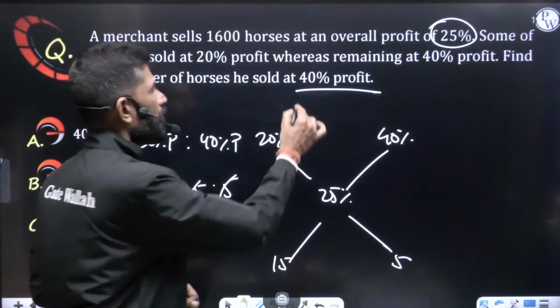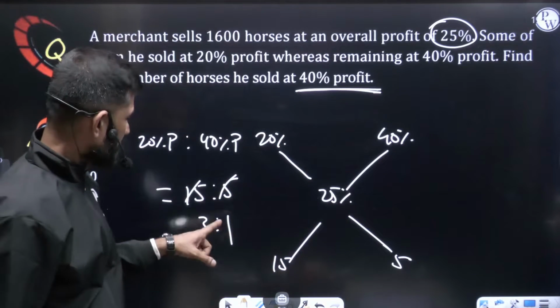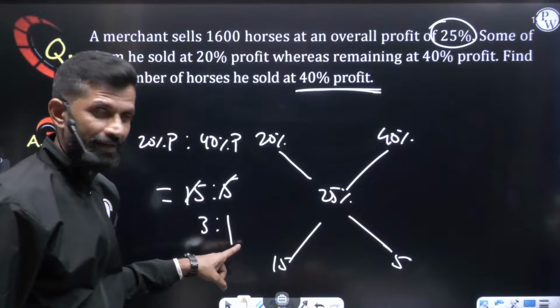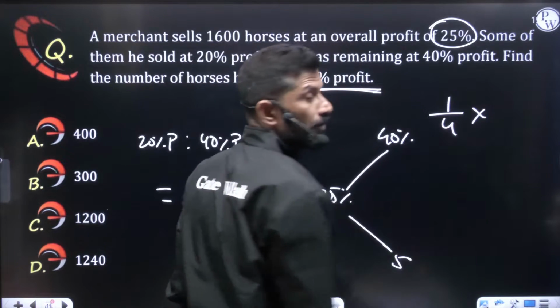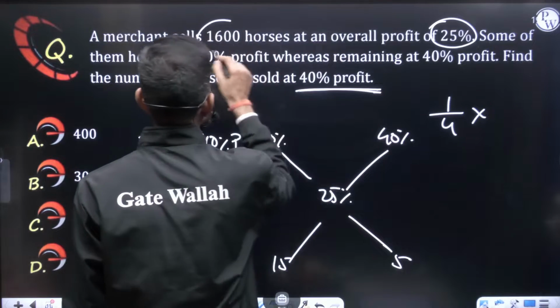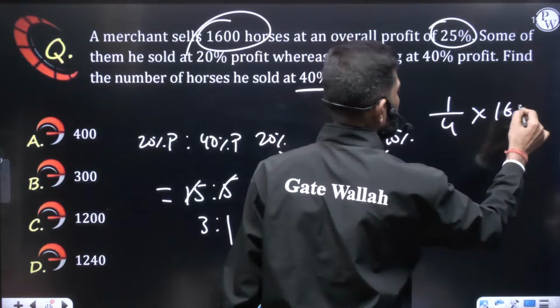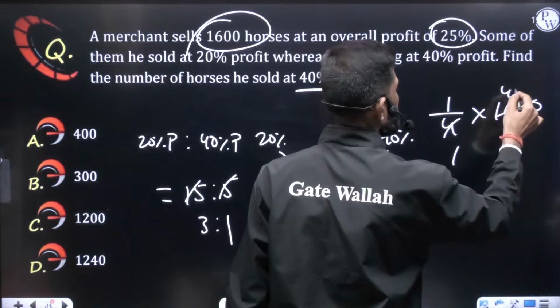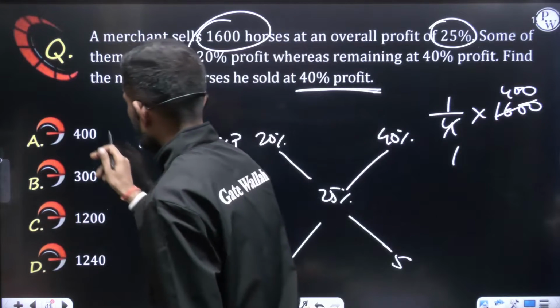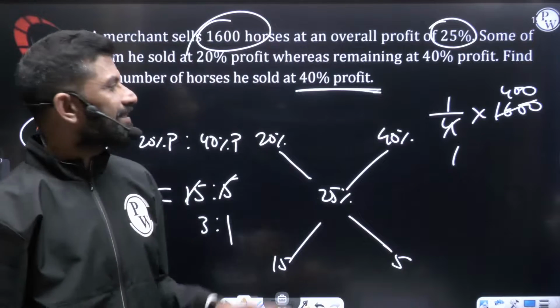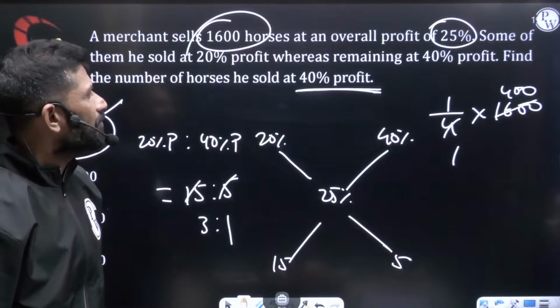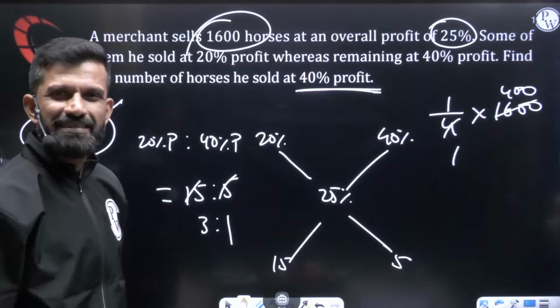Now they are talking about 40% profit. How many horses? So 40% is this 1 part out of a total of 3 plus 1, 4 parts. So 1 by 4 of the total number of horses. The total number of horses they have already given is 1600. So 4 fours are 16, so 400 horses he sold at 40% profit and the remaining 1200 at 20% profit. Clear? Simple it is.